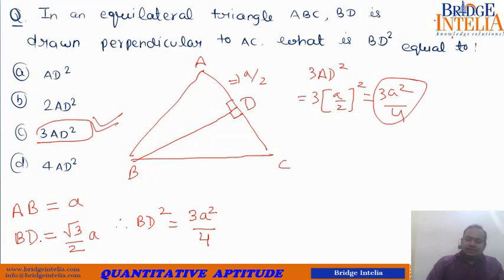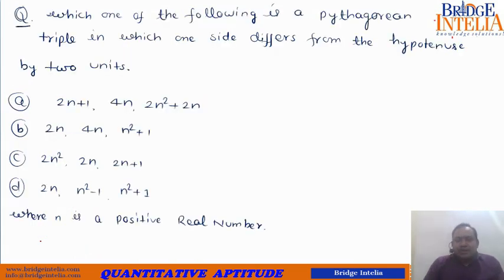Now let's move to the next one. Which one of the following is a Pythagorean triple in which one side differs from the hypotenuse by 2 units? As I already told you, keep an eye on the basic most Pythagorean triplet, 3, 4, 5. So this is the hypotenuse.